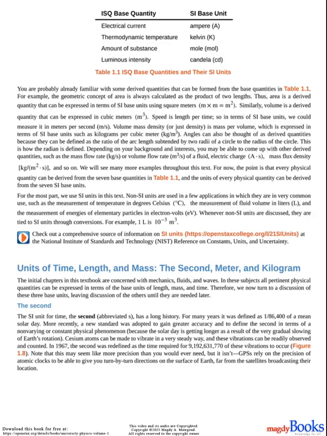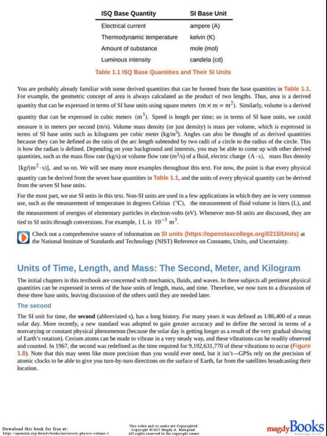The SI unit for time, the second, abbreviated s, has a long history. For many years it was defined as 1/86,400 of a mean solar day. More recently, a new standard was adopted to gain greater accuracy and to define the second in terms of a non-varying or constant physical phenomenon, because the solar day is getting longer as a result of the very gradual slowing of Earth's rotation. Cesium atoms can be made to vibrate in a very steady way, and these vibrations can be readily observed and counted. In 1967, the second was redefined as the time required for 9,192,631,770 of these vibrations to occur.